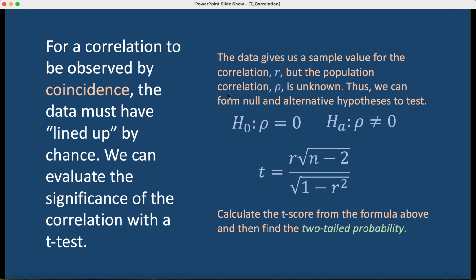The population correlation is called, it looks like a P, but that's the Greek letter rho, R-H-O. That's what we're calling the population correlation. So we say that's zero. The alternative is that it's not zero. And then there's a T statistic, a T score, that involves the correlation and the sample size. So if you plug those values in, you can get a T score and then use the T distribution to find the probability that this null hypothesis is true.